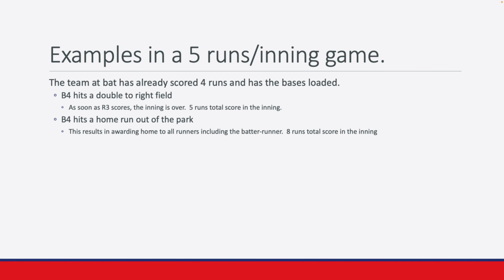In scenario B, B4 hits a home run out of the park. This results in awarding home to all runners, including the batter runner. So 8 runs total score in this inning. Again, the important differentiation here is that in the second scenario, this is an award of bases.